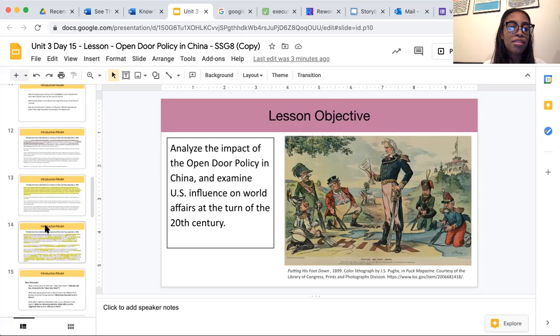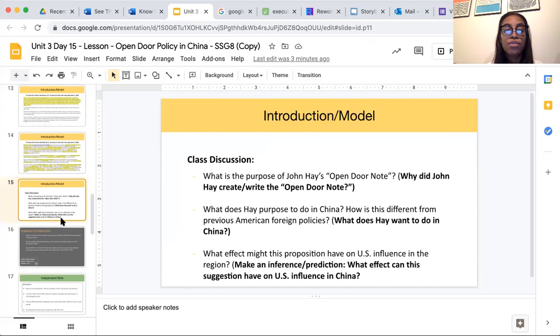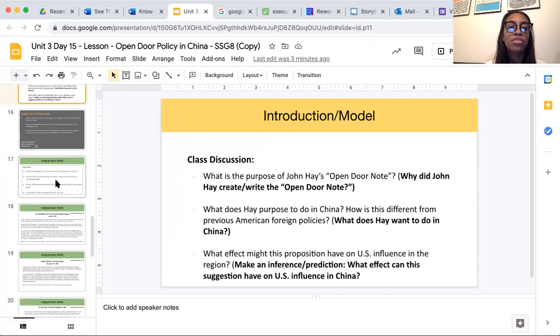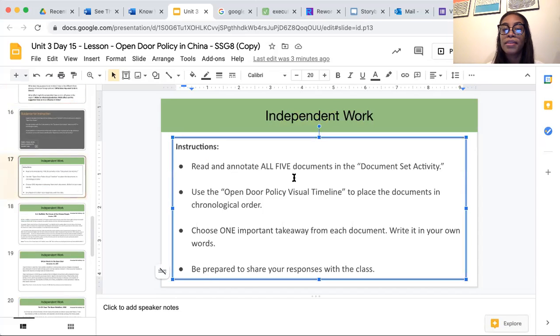We focused on the introduction or model portion of this lesson in video 1 of 2. So now we're gonna move on to the independent work. Students have to read and annotate all 5 documents, and they have to use the open door policy visual timeline to place the documents in chronological order. And they have to choose one important takeaway from each document and write it in their own words.